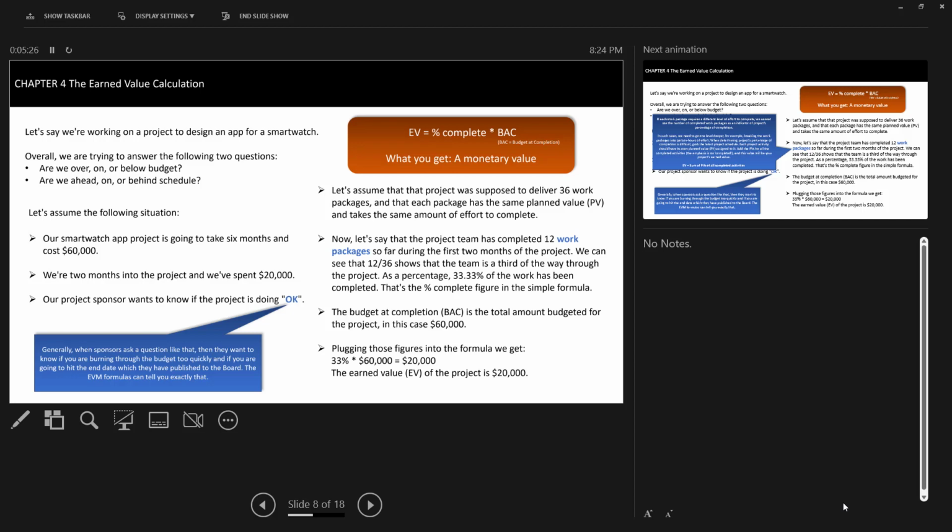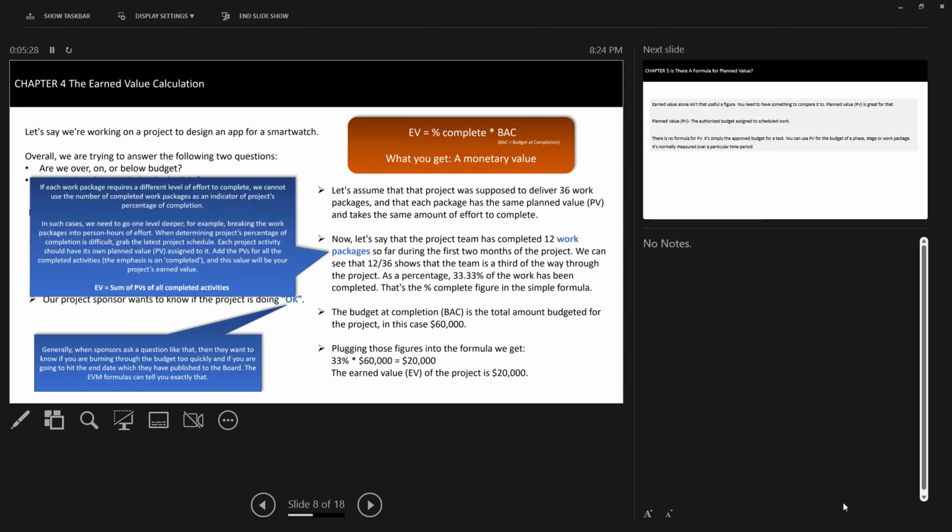Now, there are instances where you may not have a similar way of packages. Each package probably has a different effort in it. Maybe it's not the same effort. Then you have to take into consideration each planned value separately, take a summation, and then proceed.